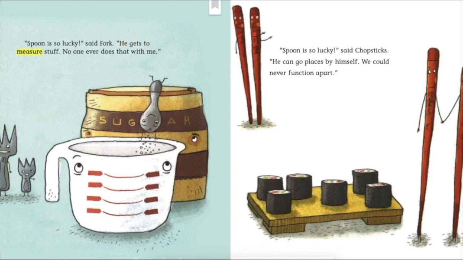He gets to measure stuff. No one ever does that with me. Spoon is so lucky, said Chopsticks. He can go places by himself. We could never function apart.